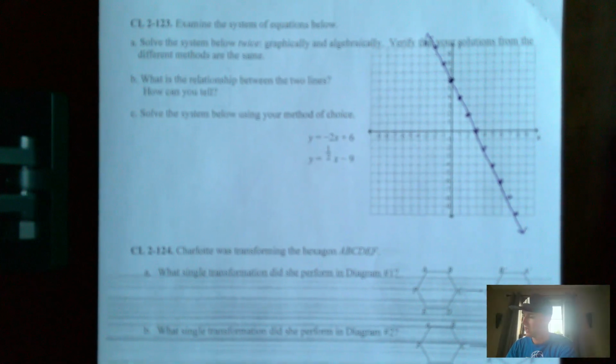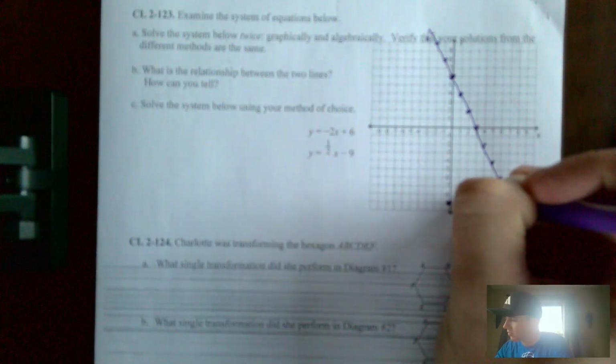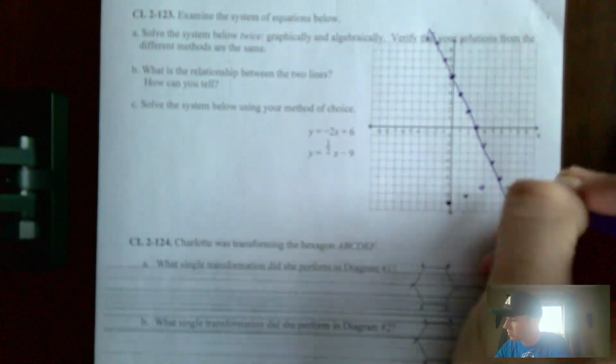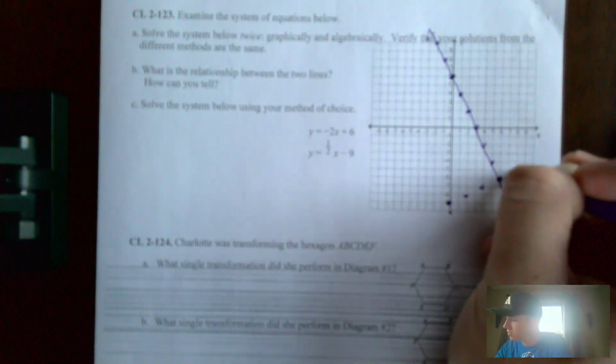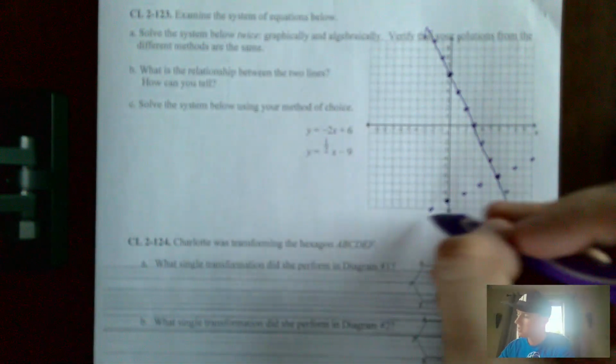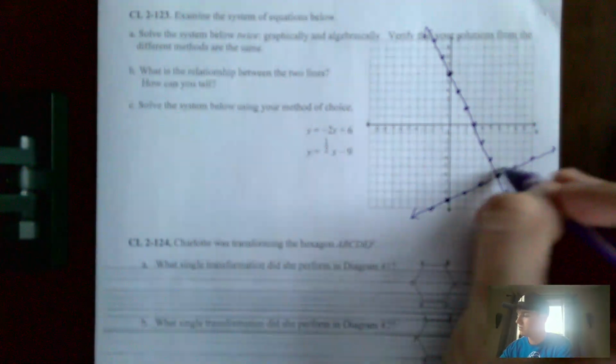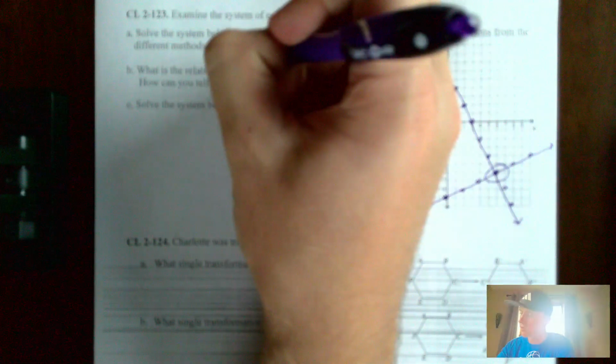Next, we're going to do the 1/2 x minus 9. I'm just going to go to minus 9, then go up 1 over 2, 1 over 2, and keep that pattern, and then down 1 over 2 the other way. So this one makes a line right there. Now you may ask yourself, where is the solution? You're going to notice the solution is right there, specifically at the point (6, -6). So I can write that there.